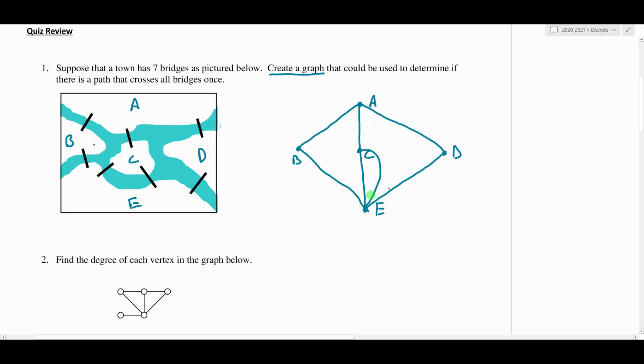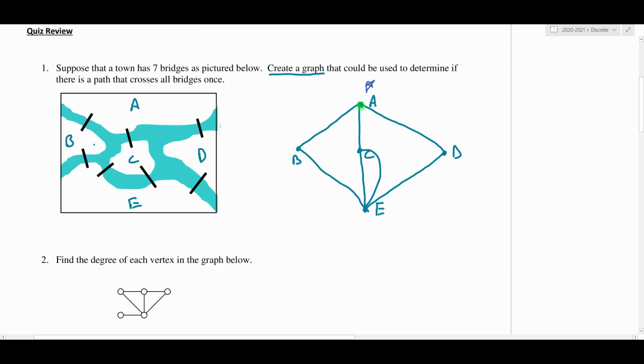All right. So this would be a good network graph right here that represents this situation. And then it wants you to use it to determine if there's a path that crosses all bridges once. All right, so for a question like this, remember it wants you to try and cross each bridge exactly once. So maybe you grab a highlighter and see if there's a path. Now, a path can start and stop anywhere. So for instance, if I start at A, I don't have to end at A. I can end anywhere I want as long as I use each bridge once.